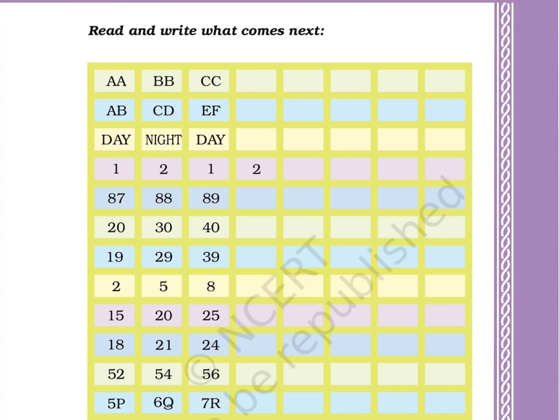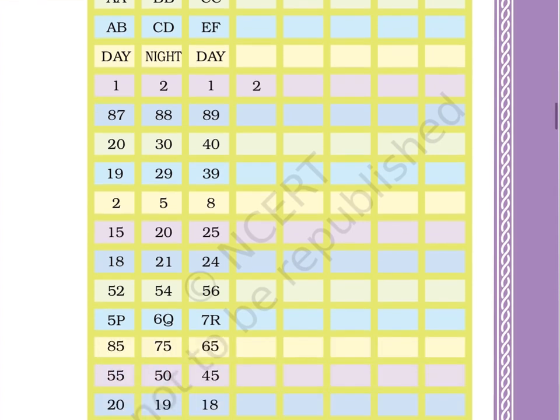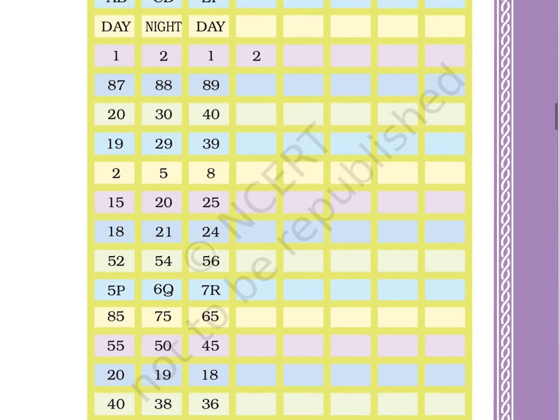Row 3. Box 1, capital DAY, day. Box 2, capital NIGHT, night. Box 3, capital DAY, day. Box 4, 5, 6, 7 and 8 are kept blank. Row 4. Box 1, number 1. Box 2, number 2. Box 3, number 1. Box 4, number 2. Box 5, 6, 7 and 8 are blank.